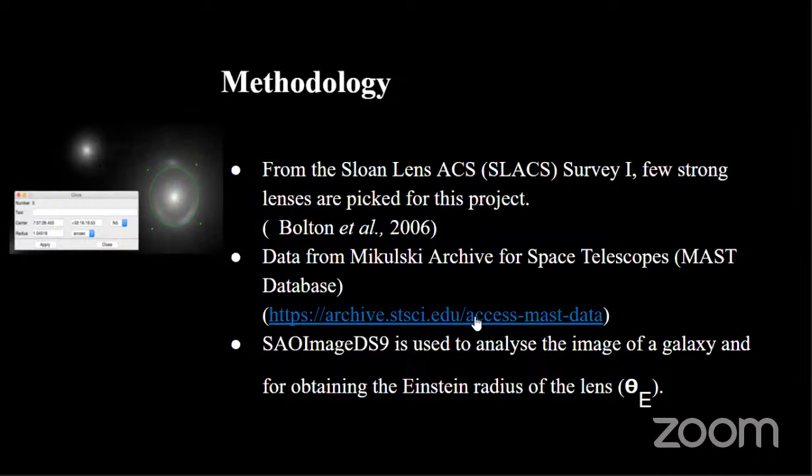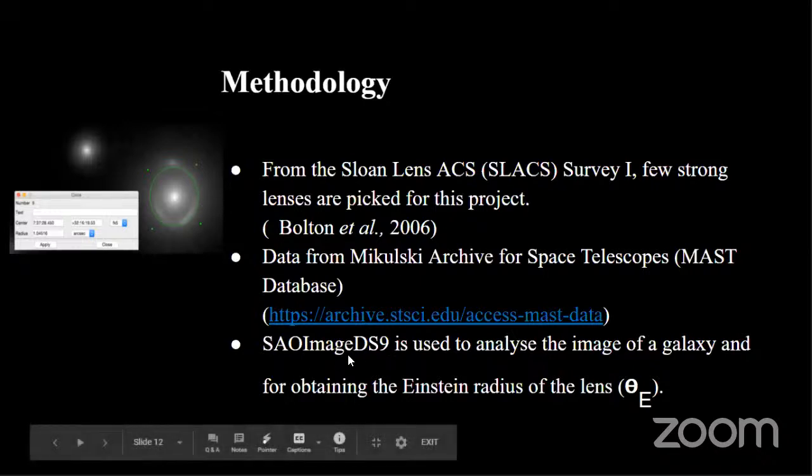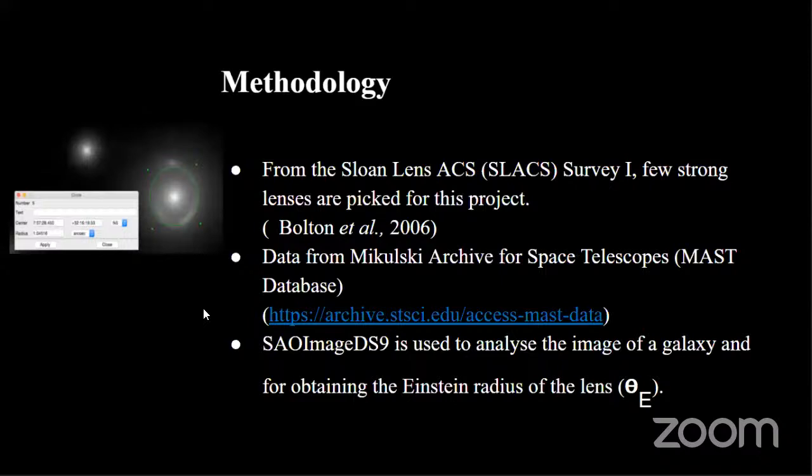When we get the data of these galaxies, we use a software called SAOImage DS9. When we open each galaxy in this, at specific scales, we calculate. So this is a picture of the DS9 software in which there's a galaxy, and we are calculating the Einstein ring.